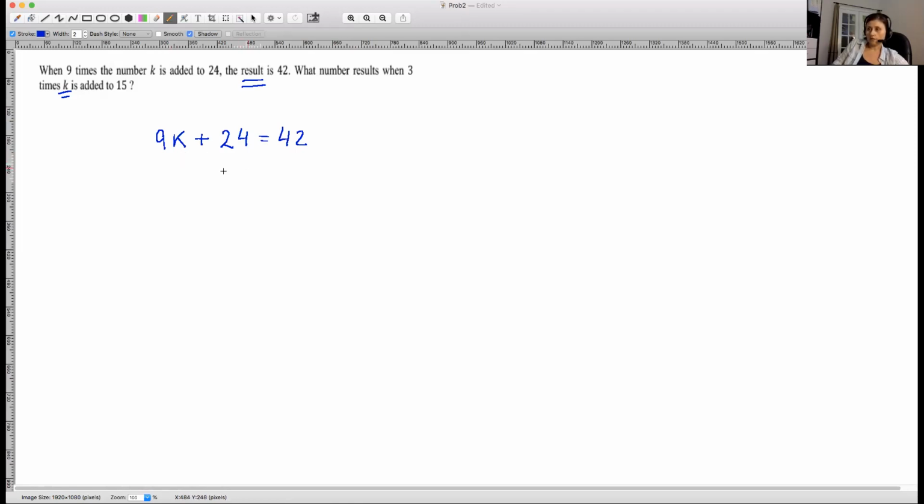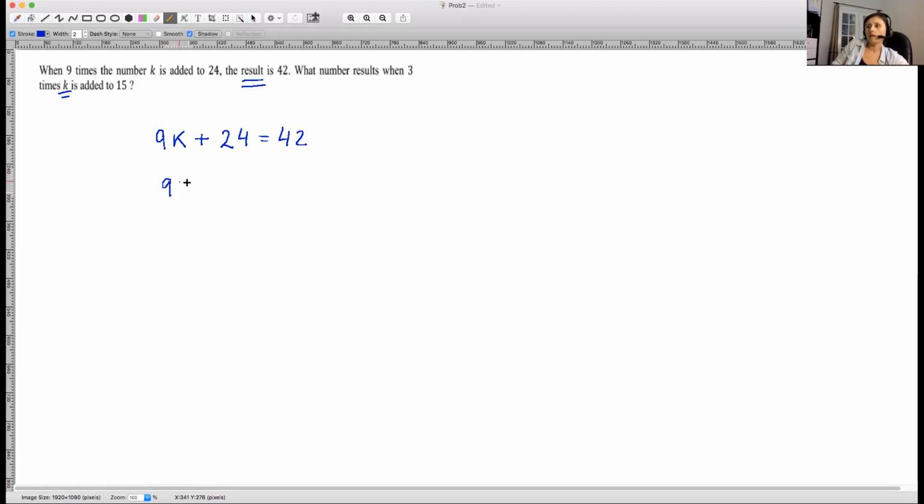Again, it's a fairly simple, straightforward equation. It's a little bit confusing, what they're asking in the problem, right? But if you just ignore what they're asking for in the second part, what number results, it's fairly straightforward. You have one equation, one unknown. So all you need is to solve for k. And again, that's pretty self-explanatory.